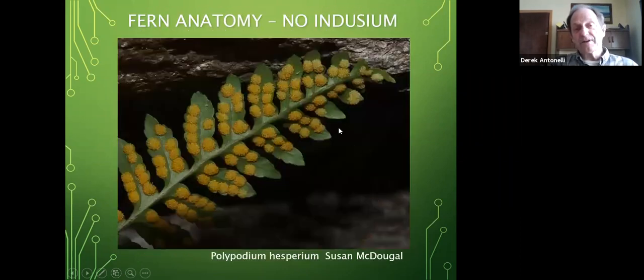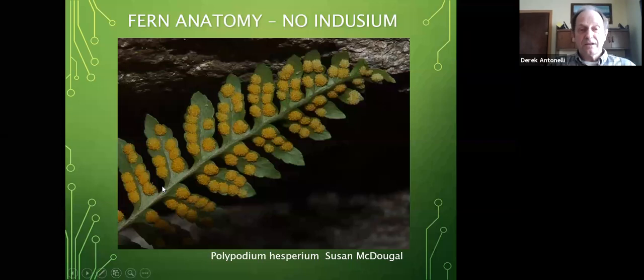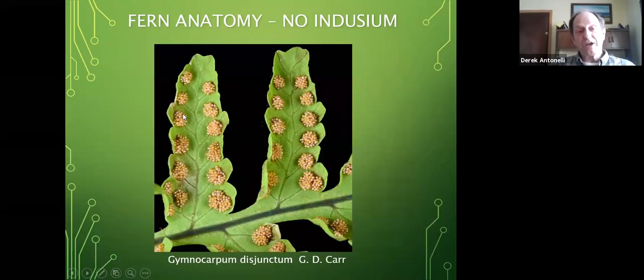Or you can have a sporangium without any indusium at all, this being the polypod fern. Or the oak fern, same way on the oak fern. A little different arrangement, but nonetheless, no indusium on those.